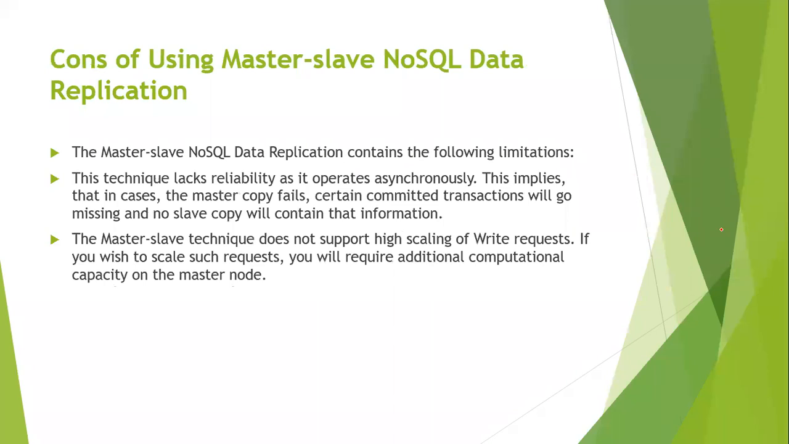Next, there are some drawbacks with master-slave replication. What is that? This technique lacks reliability as it operates asynchronously. This implies that if the master copy fails, certain committed transactions will go missing and no slave copy will contain that information. So what does that mean?